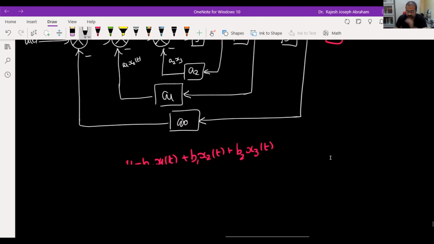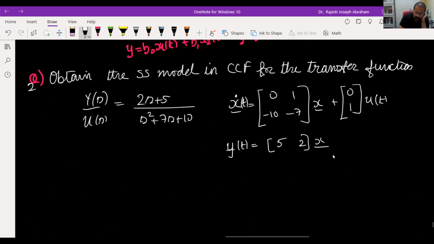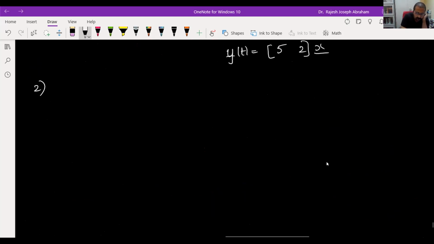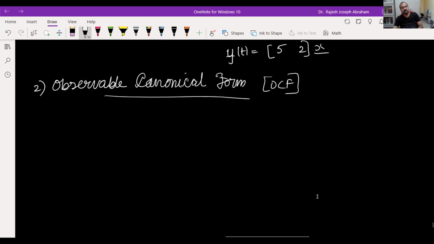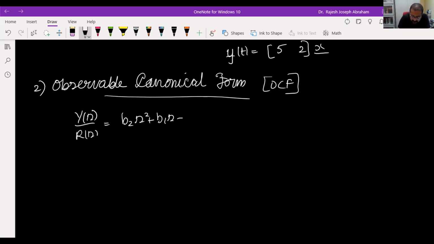Okay. Now we will look into the next canonical form, that is called observable canonical form, OCF. Again, we will consider the same transfer function that we started with. Say y of s by r of s equals (b2 s square plus b1 s plus b0) divided by (s cube plus a2 s square plus a1 s plus a0).